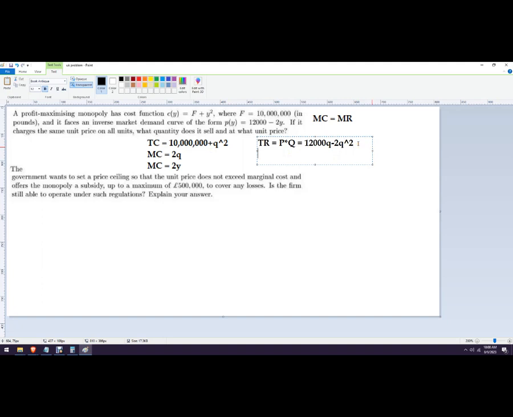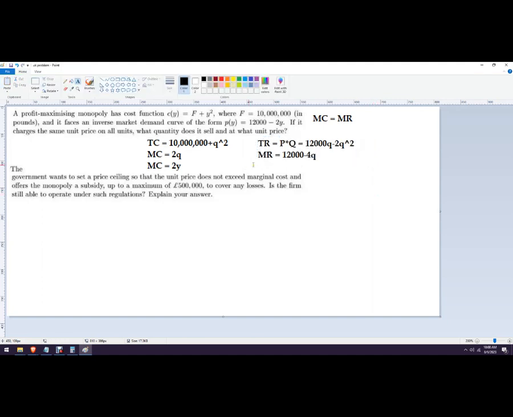Then our marginal revenue is the partial derivative of that. We're going to ignore the fixed part. It's just 12,000 minus 4q. Okay. Set both of these equal to each other, and then we're going to solve, and we should get whatever that profit maximizing quantity is.